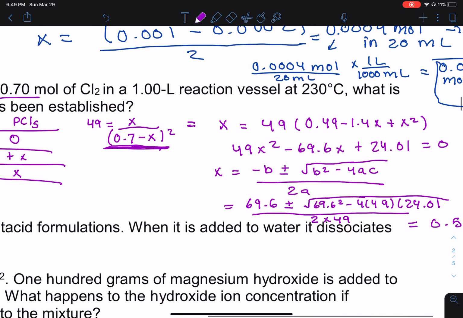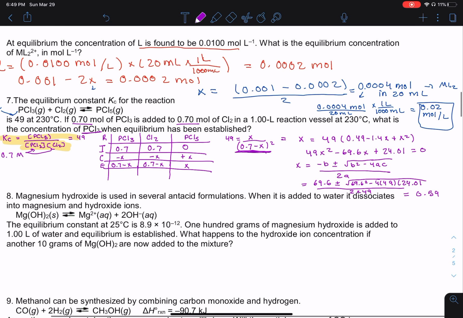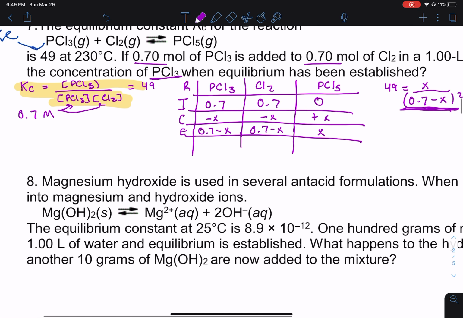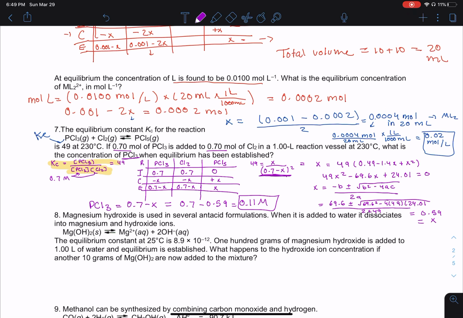So to figure out the final concentration of PCl3, because that is what the question is asking for, we just found out that this is X, right? So PCl3 is equal to 0.7 minus X at equilibrium, correct? And we just figured out X, so 0.7 minus 0.59 is equal to 0.11. And that is the answer. I hope that makes sense.